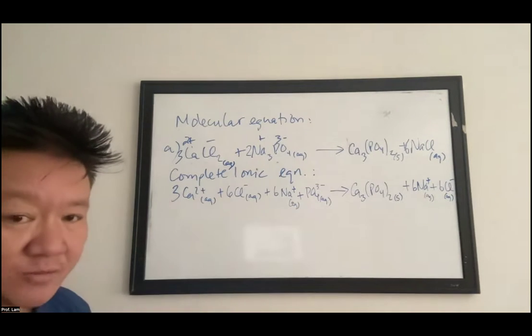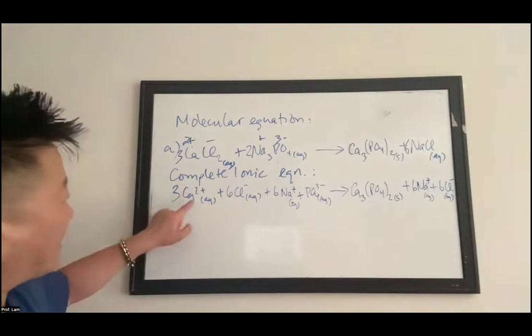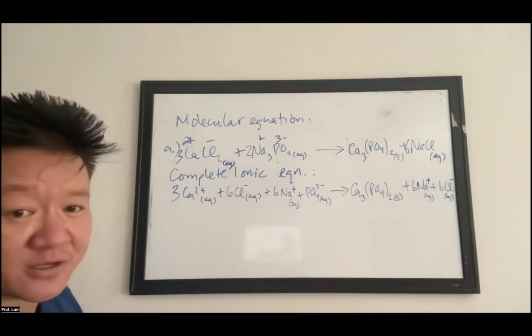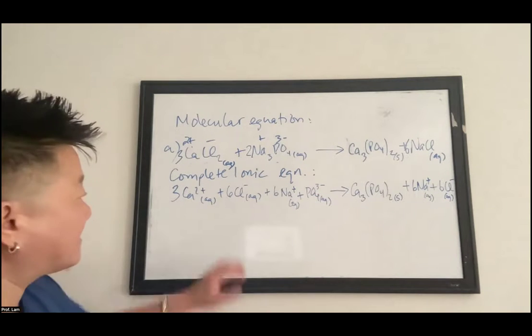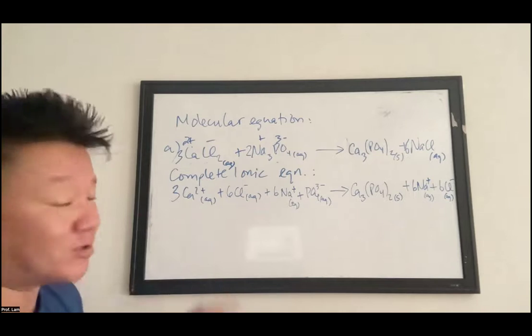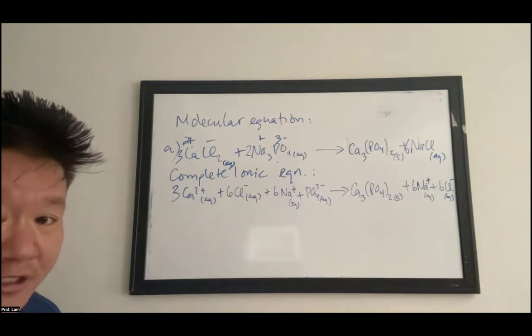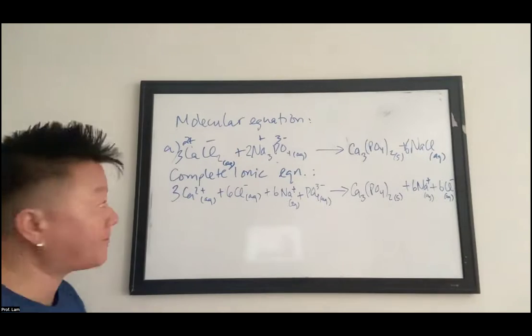So don't make this rookie mistake, okay? I see a lot of people just write Ca and Cl. No, it's not Ca, it's Ca2+. Totally different things, okay? It's not Cl, it's Cl-. So make sure that you are writing ions. That's why it's called complete ionic equation. So make sure you have the charges in there, okay?